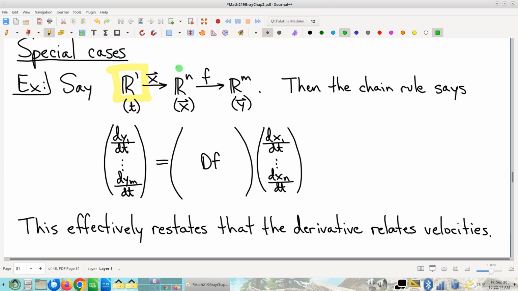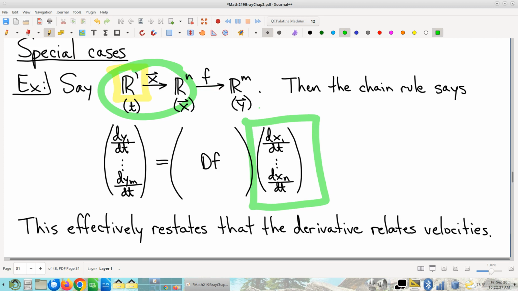If I look at this function, now I have not a function of a bunch of inputs, but a bunch of outputs that are functions of one input. And that gives me two really nice interpretations. First interpretation: there's only one input. That means that derivative matrix has only one column.